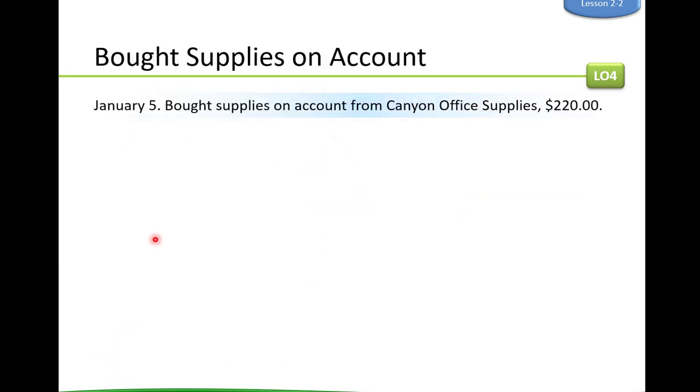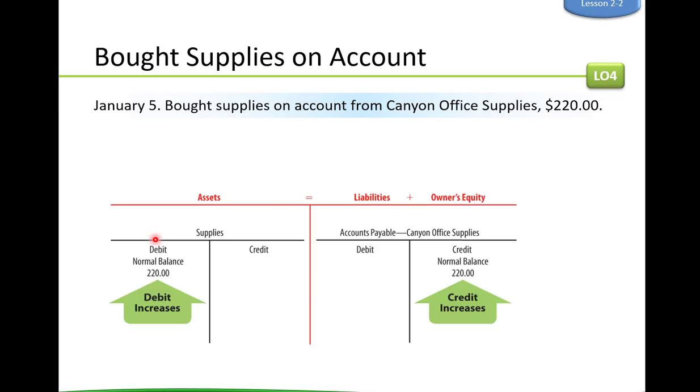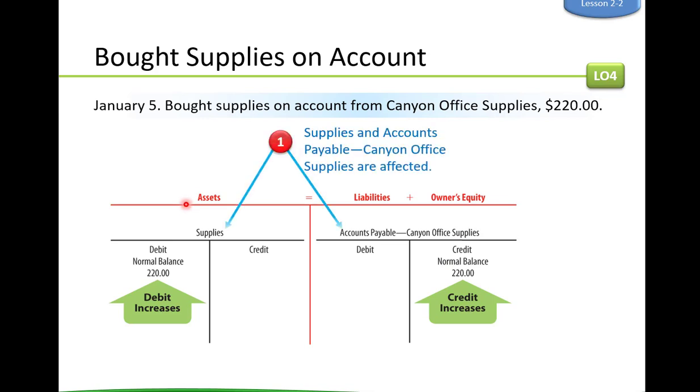Bought supplies on account. If we're buying supplies on account, that means we are going to be dealing with accounts payable and also our supplies. Our accounts payable is a liability. Liabilities increase on the credit side, and we need to have our debit that matches. Supplies is also increasing, and it's increasing on the debit side. So accounts payable increases on the credit side because it's a liability, and supplies increases on the debit side because it's an asset.